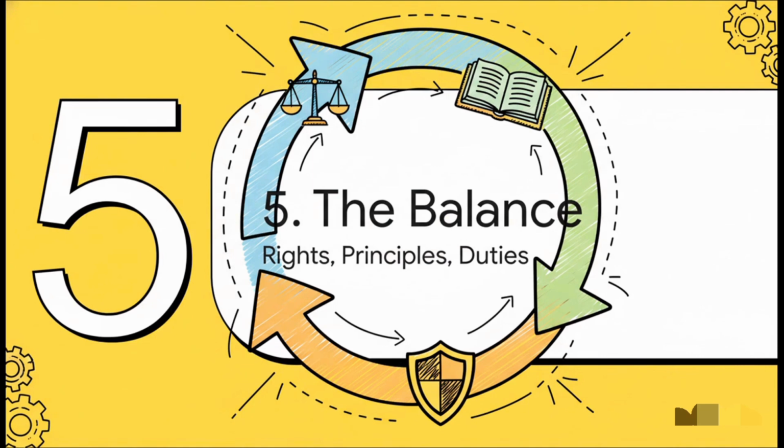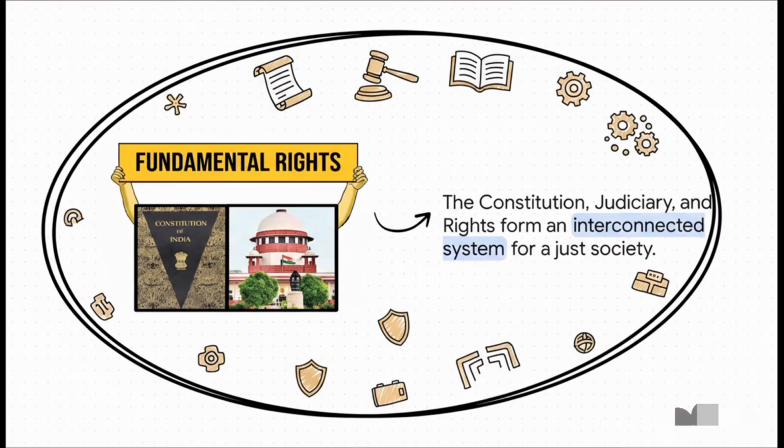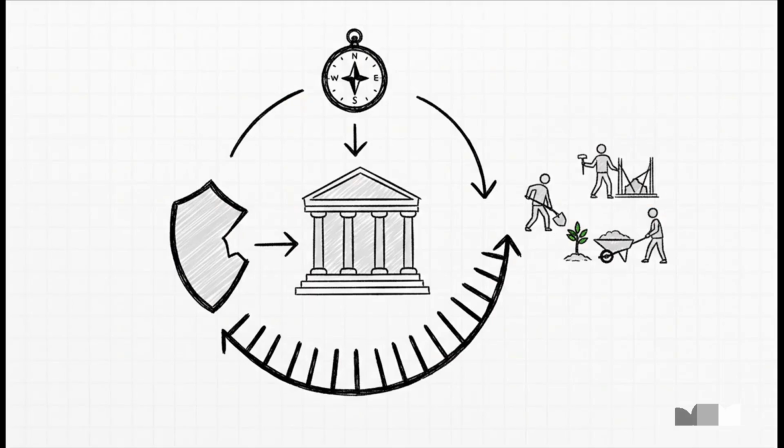So, we have these three huge concepts: rights, principles, and duties. How in the world do they all work together? This is where you see the real genius of the whole framework. It's all about creating this delicate, dynamic balance. It really does work like a big interconnected system. You've got the Constitution laying out the rules of the game. You've got the judiciary acting as the referee. And your fundamental rights are a core part of the playbook, all working together to create a fair and just society.